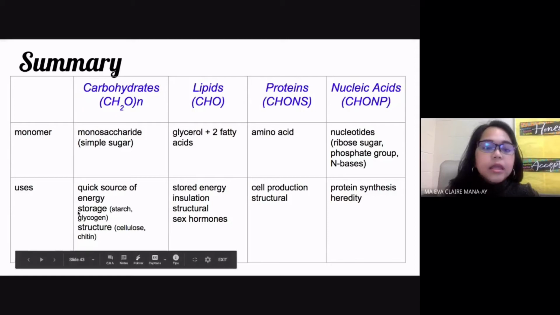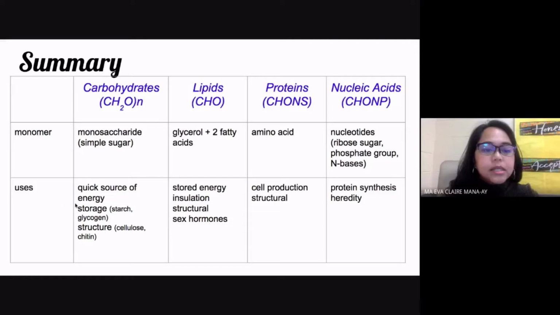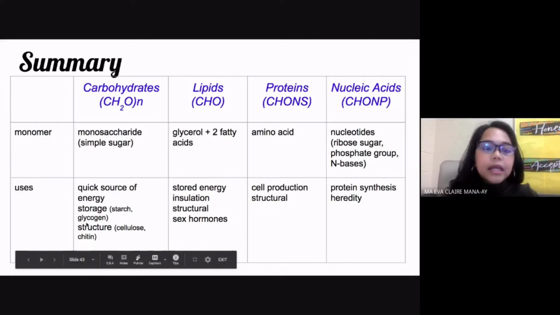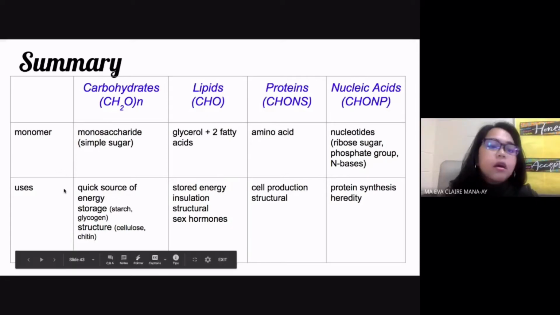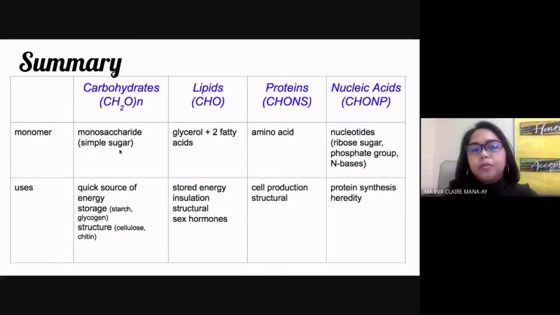Another important use of carbohydrate is storage. Examples are starch in plants and glycogen in animals. These are both storage forms of carbohydrate. They also form structures. An example is cellulose, the structure you find in the plant cell wall, and chitin, the structure you find in the exoskeleton of insects. Again, these are the different uses of carbohydrate. The monomer would be your monosaccharide, or simple sugar.